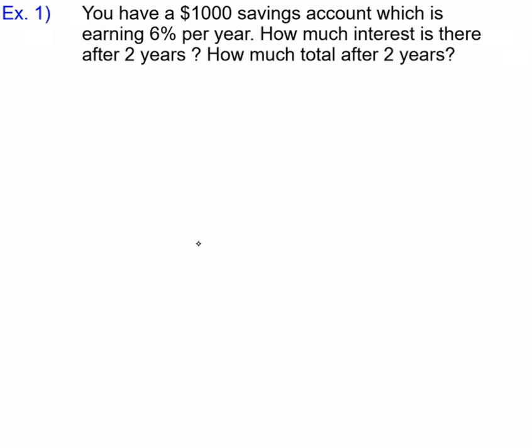So here in example number 1, it states, you have a $1,000 savings account which is earning 6% per year.